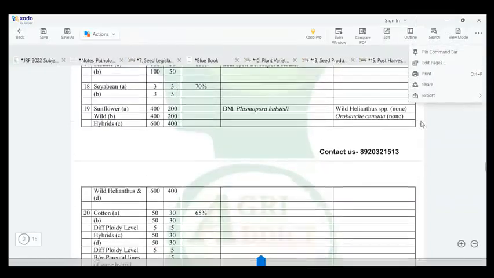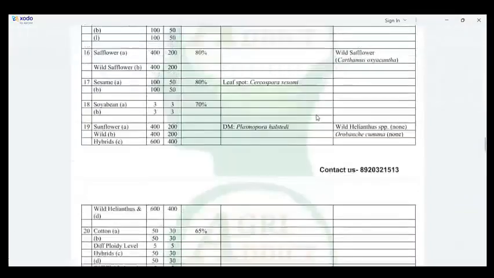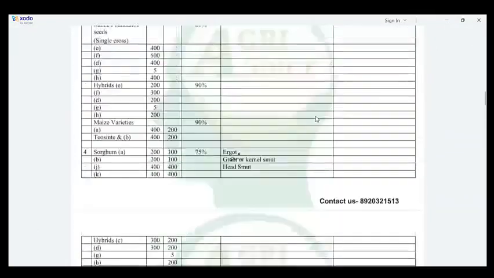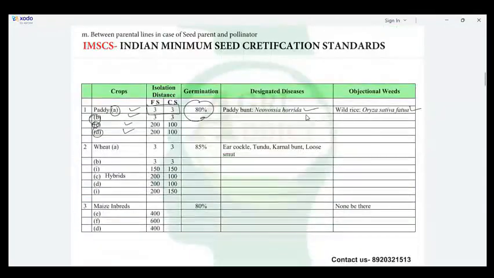But I can bet you that you can definitely expect 1 or 2 questions from this particular table, either from isolation distance, germination, designated diseases, and objectionable weeds. So I have told you that I will also include the planting ratio and SMR. Along with this table, I will also include those 2 different tables, so that at one place you get all the parameters, right?